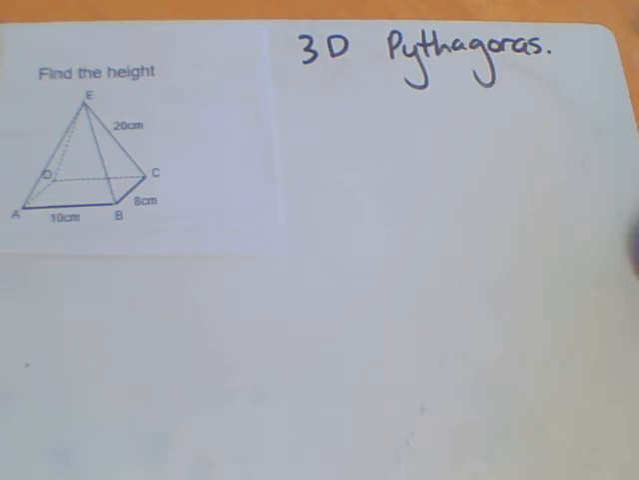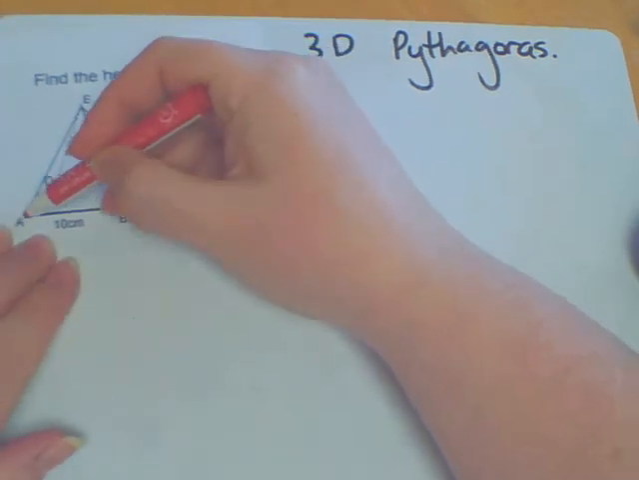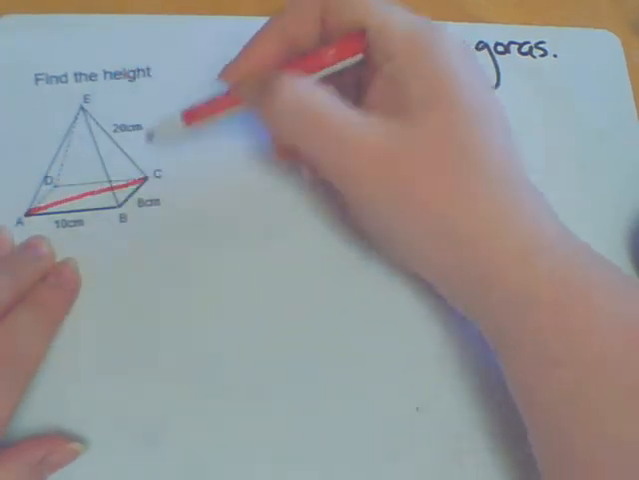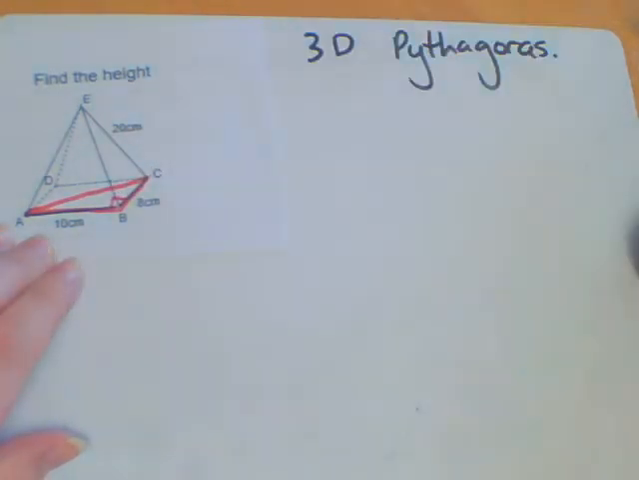Hi and welcome to the second part of 3D Pythagoras, where we're trying to find the height on a pyramid. So inside this pyramid we first of all need to identify the two triangles that we're going to use. The first one we're going to need is we need to work out the length of A to C that goes along here. Okay, my right angle is just there.